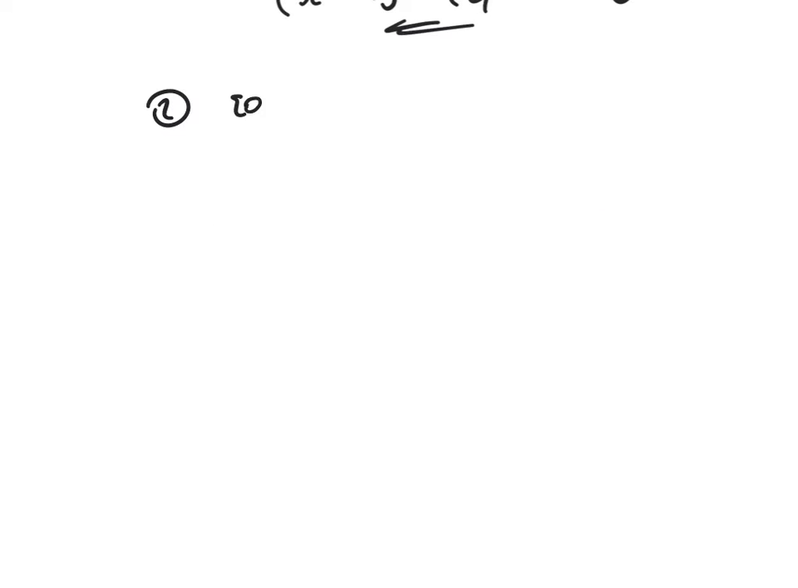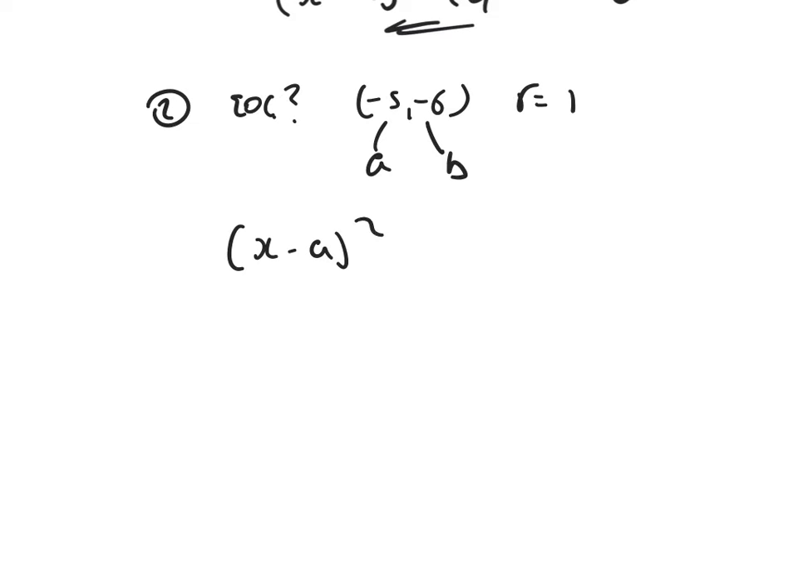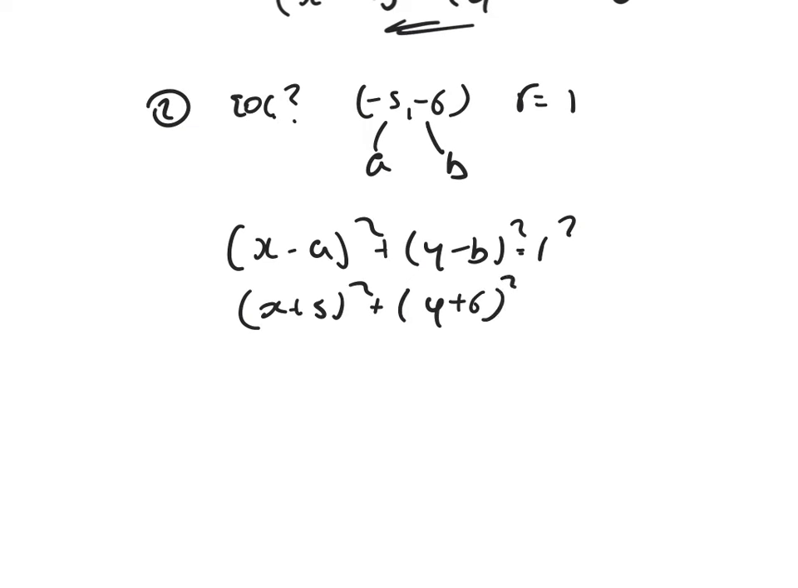Okay, next one. Find the equation of the circle when the circle centre is (minus 5, minus 6) and the radius is equal to 1. So that serves as the point (a, b). So remember, it's (x minus a) all squared plus (y minus b) all squared is equal to r squared. So it'll be x minus minus 5, which is (x plus 5) all squared, plus y minus minus 6, which is (y plus 6) all squared, is equal to the radius squared, which is 1 squared, which is 1.